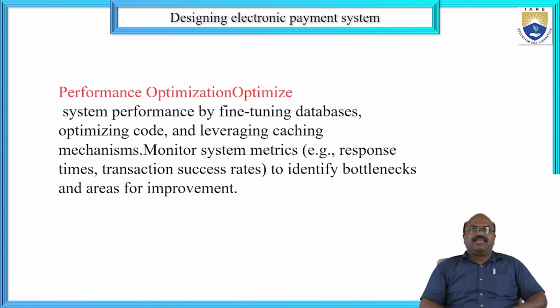Performance optimization. Here, optimization is nothing but reducing garbage information and fine-tuning the system's performance, tuning the database, optimizing code, and leveraging caching mechanisms. Monitoring system metrics, response times, and transaction success rates helps identify bottlenecks and areas for improvement. That is performance optimization. Simply put, it is called optimizing the system.